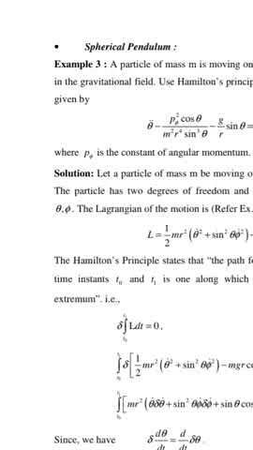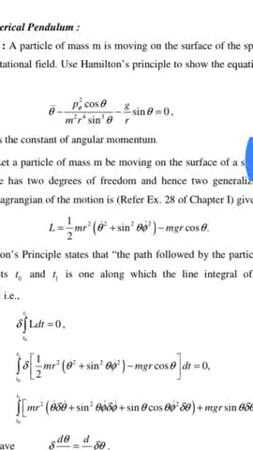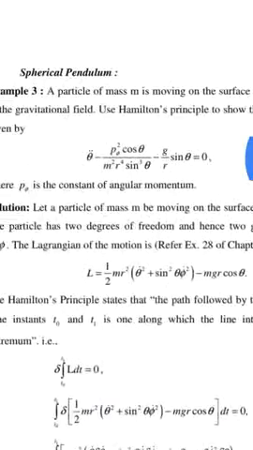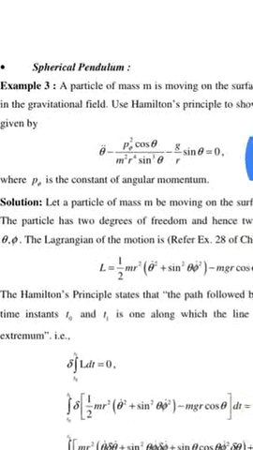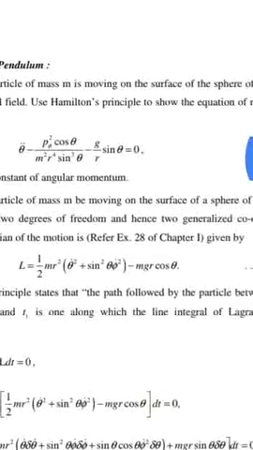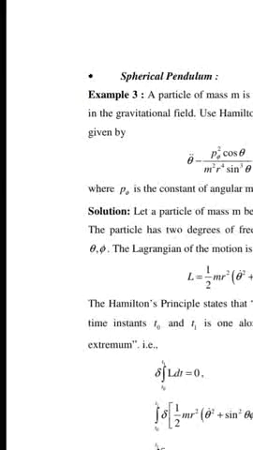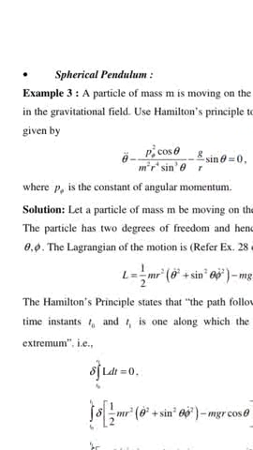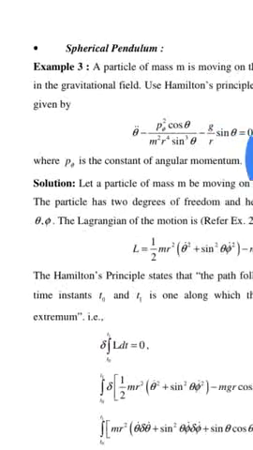Example: spherical pendulum. A particle of mass m is moving on the surface of a sphere of radius r in the gravitational field. Use Hamilton's principle to show that the equation of motion is given by theta double dot minus p phi square cos theta divided by m square r raised to 4 sin cube theta minus g by r sin theta is equal to 0, where p phi is the constant of angular momentum.